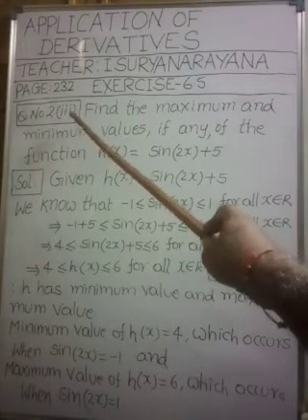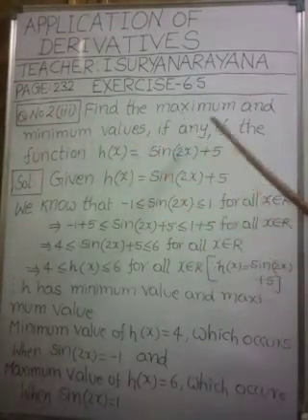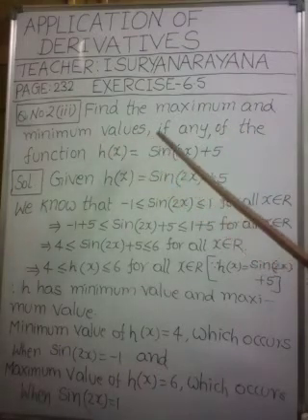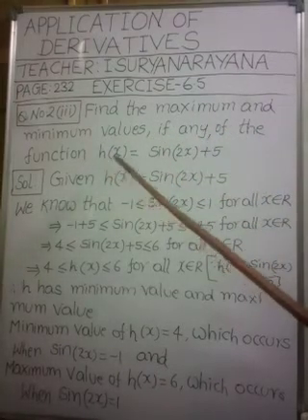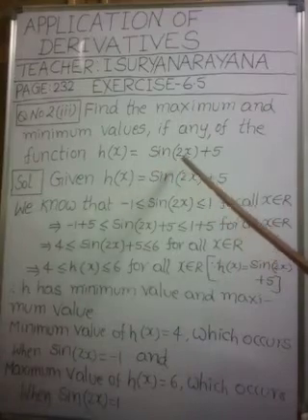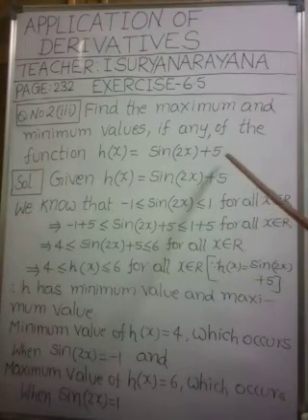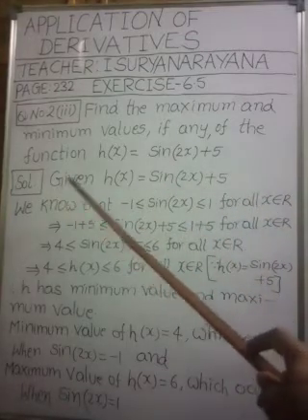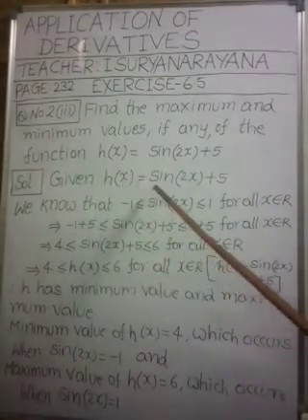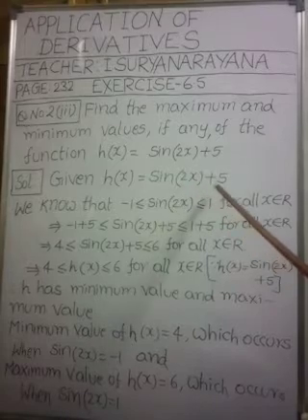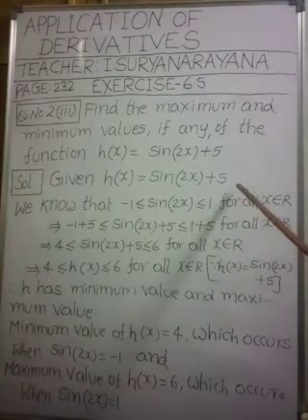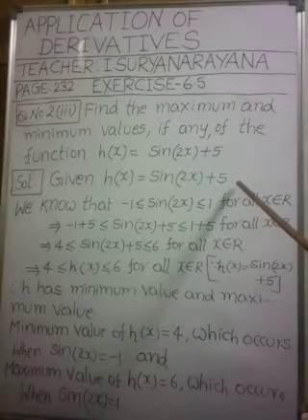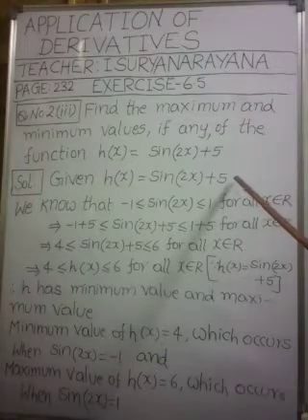Third part of question number 2. Find the maximum and minimum values, if any, of the function h of x is equal to sine of 2x plus 5. Understood this question, my dear children? Come to the solution part. Given h of x is equal to sine of 2x plus 5. We have written the given data here.